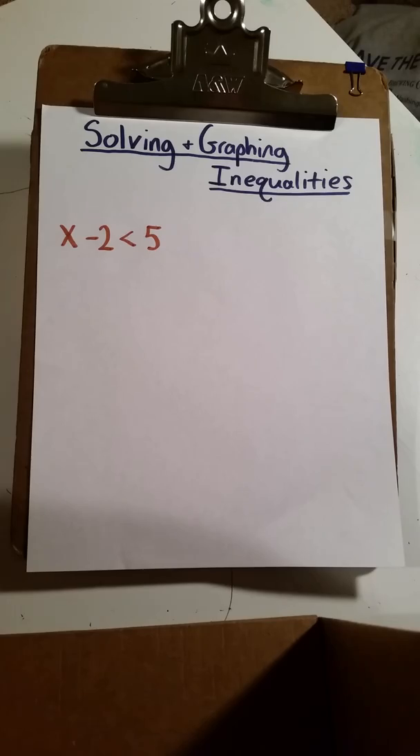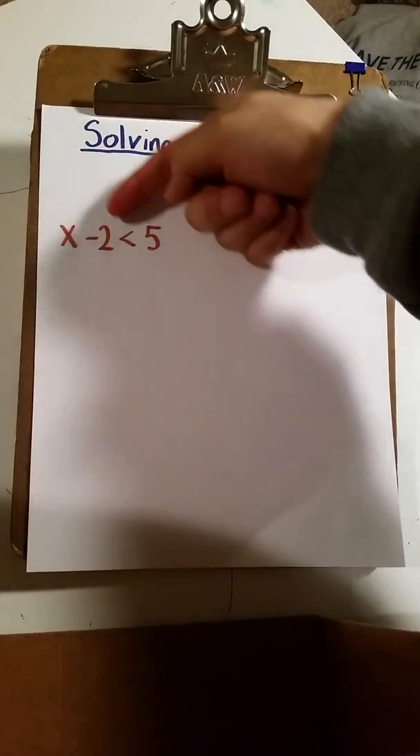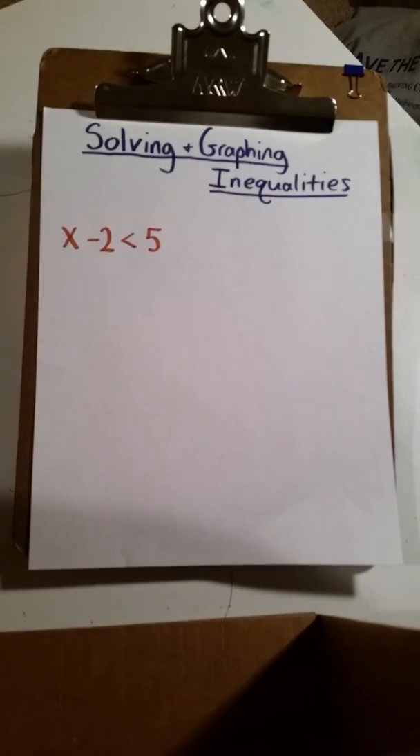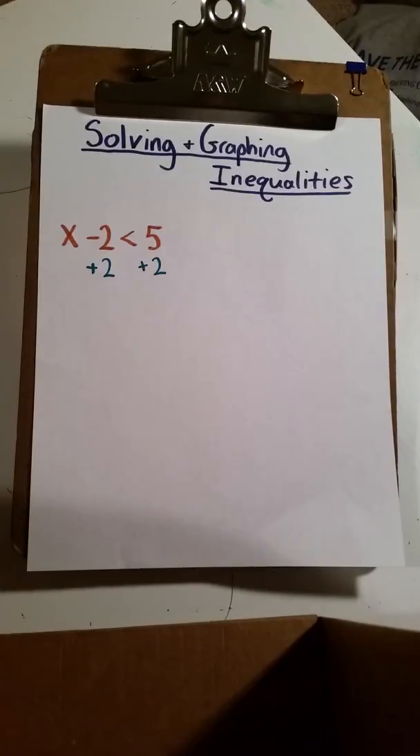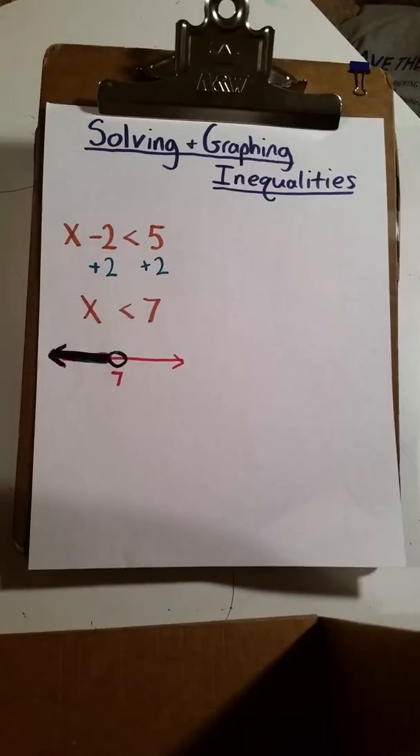Let's practice solving and graphing inequalities in one variable. For this first inequality, we will solve by getting x alone, and we will have to get rid of the minus 2 with a plus 2. So x is less than 7. To graph it, we put a dot at 7. This one will not be filled in, and then we are going to shade to the left because the variable is smaller.